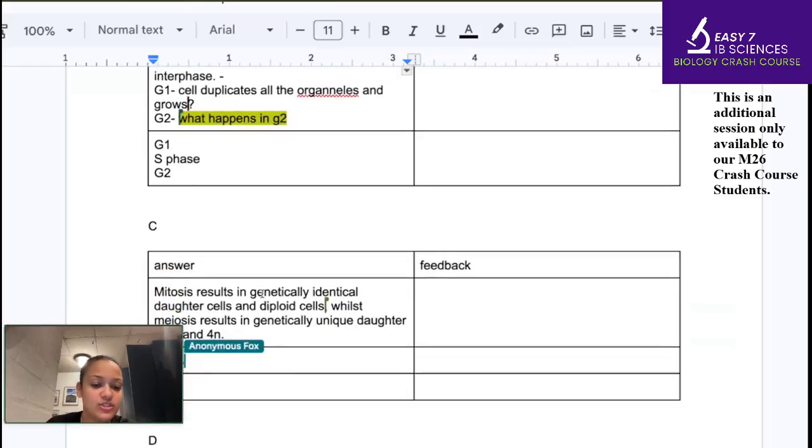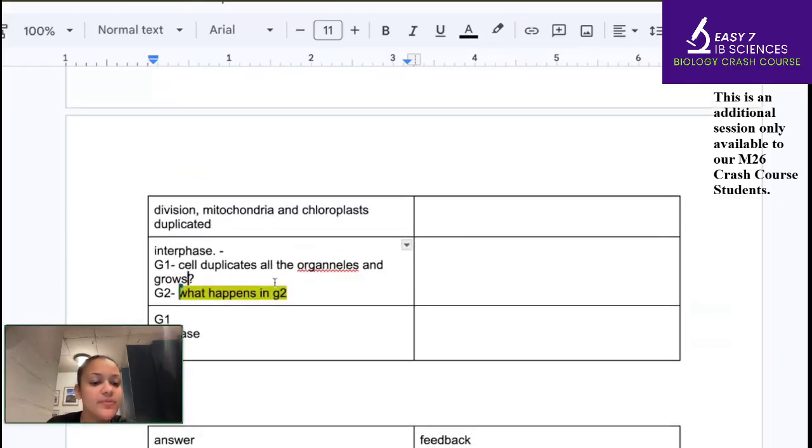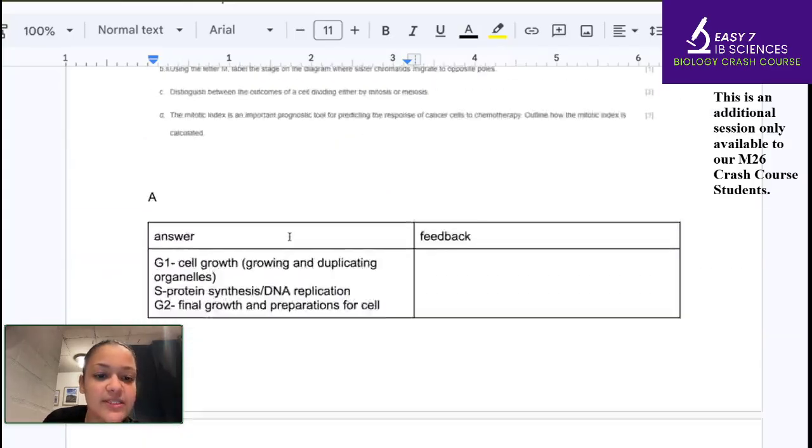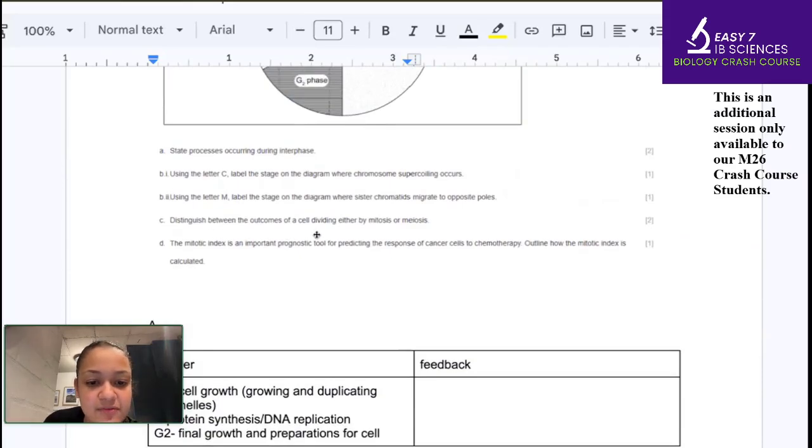So mitosis results in genetically identical. Okay, people are answering C as well. G2 is the same as G1. It's just part 2. So cell duplicates all the organelles and grows as well. Same thing. Perfect. Next one, it says distinguish between the outcomes of a cell dividing either by mitosis or meiosis.